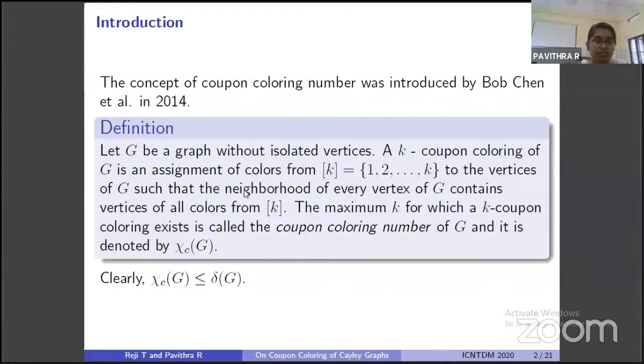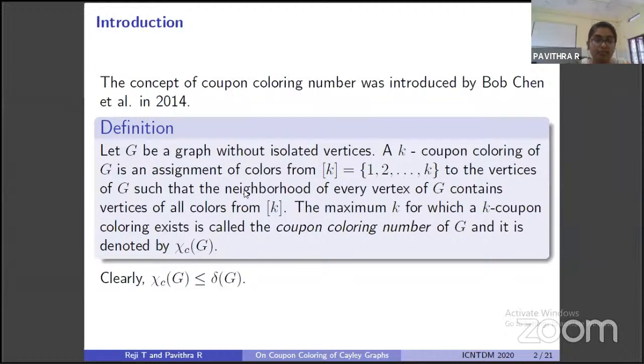Let G be a graph without isolated vertices. A K coupon coloring of G is an assignment of colors from the set 1, 2, 3, etc., K to the vertices of G such that the neighborhood of every vertex of G contains vertices of all colors from the set 1, 2, 3, etc., K. That is, any vertex must be adjacent to vertices with all colors from the set. So from the definition itself it is clear that the coupon coloring is an improper coloring. That is, distinct vertices may have the same color.